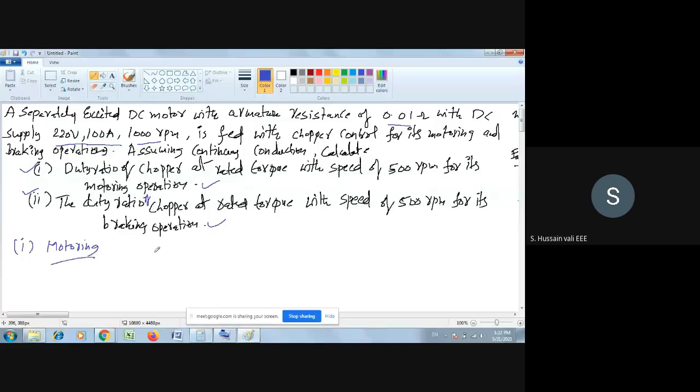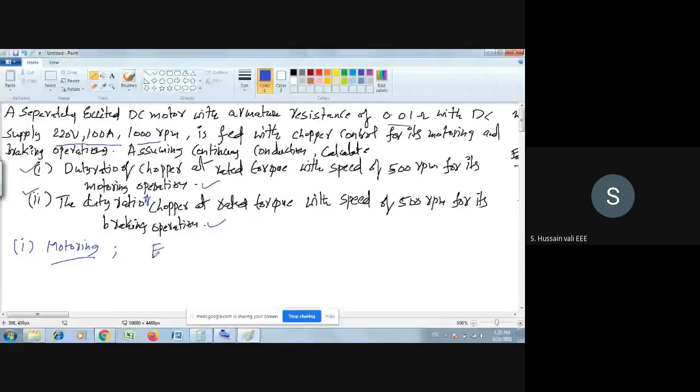So you see what formula is there. This E naught is equal to alpha into EA. Yes, we have this formula. What is EA? EA is the supply voltage of the chopper. So the EA value is 220 volts.